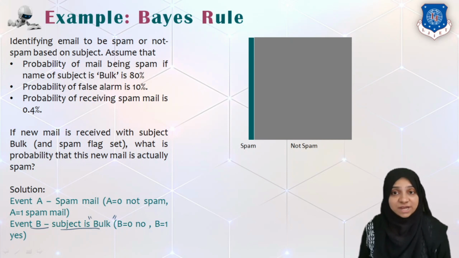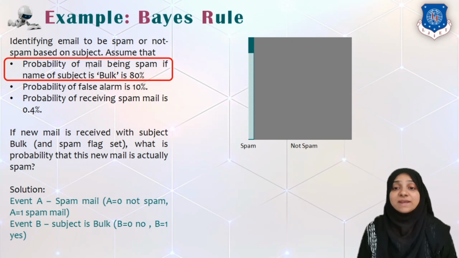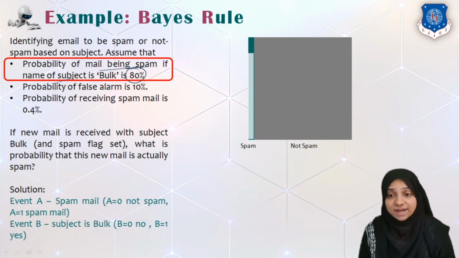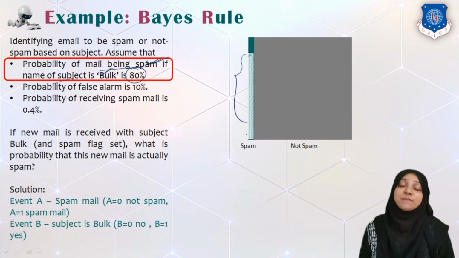If there is a word bulk in a subject line, I would say B is equal to 1. And if bulk is not specified in the subject line, I would say B is equal to 0. So we now have two different probabilities with bulk. The probability that a mail is spam with subject bulk is 80%. So here we are sure that the mail is spam and its subject is bulk. There are in total 80% of mails there.